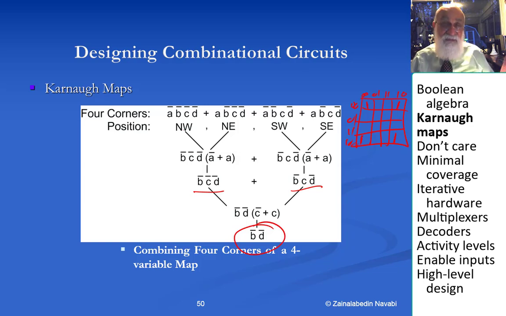What it means is exactly what we said before. Instead of having to write these four, you can visualize them as being adjacent, and then just write one term that corresponds to the variables that are the same in all four boxes, and therefore B bar, D bar.